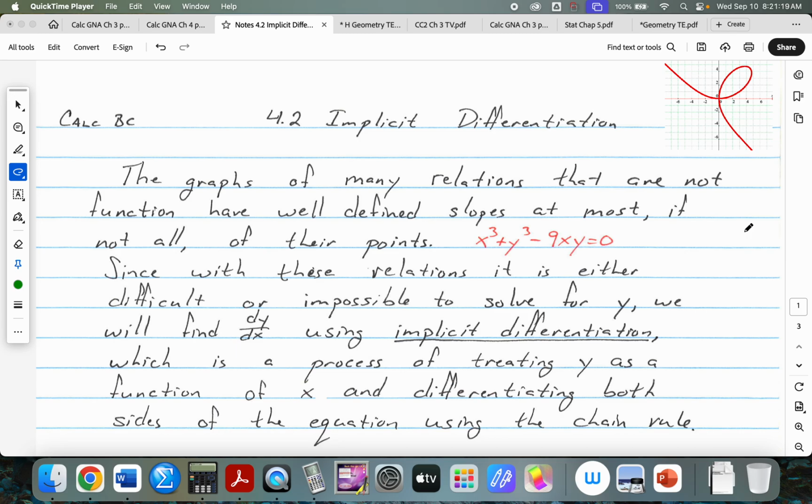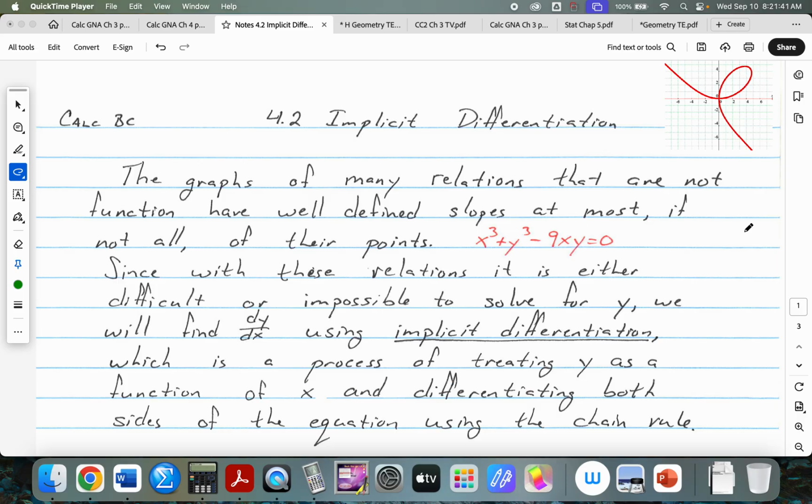We're going to talk about implicit differentiation. So there's more to life than just functions, although for the most part we deal with functions. But there are relations that have well-defined slopes at either all or almost all of their points.